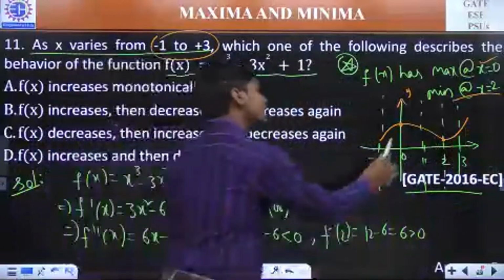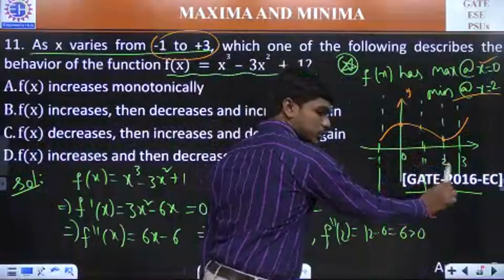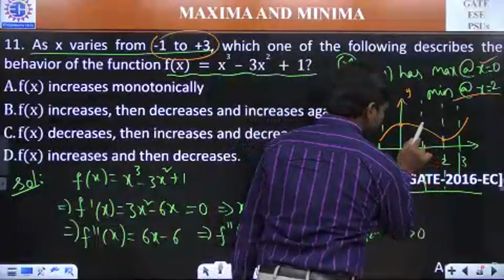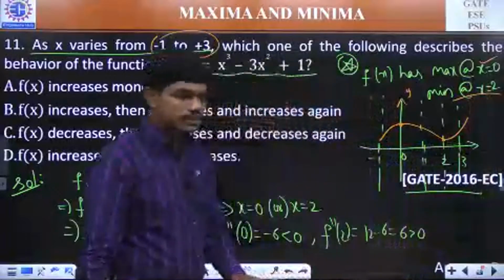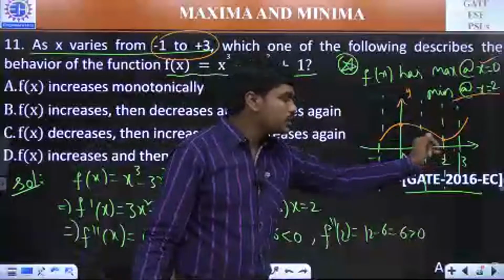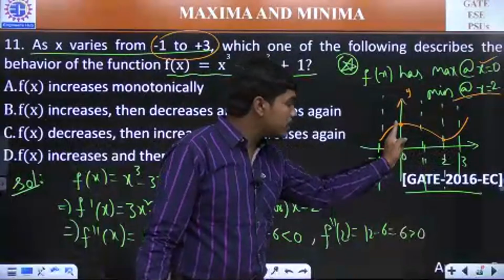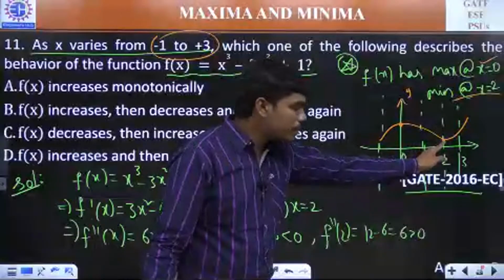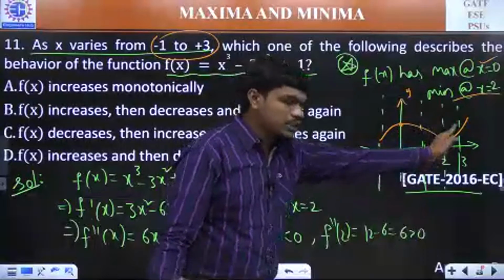Should the graph look something like this? Yes or no? Because if this has a maximum here, then definitely to the left it should be increasing and to the right it should be decreasing. Similarly, to have the minimum here, on the left it should be decreasing and on the right it should be increasing again. Can you understand these 2 points? Similarly, if you have a minimum here, to the left of this point the function should be decreasing, and to the right, the function has to be increasing.